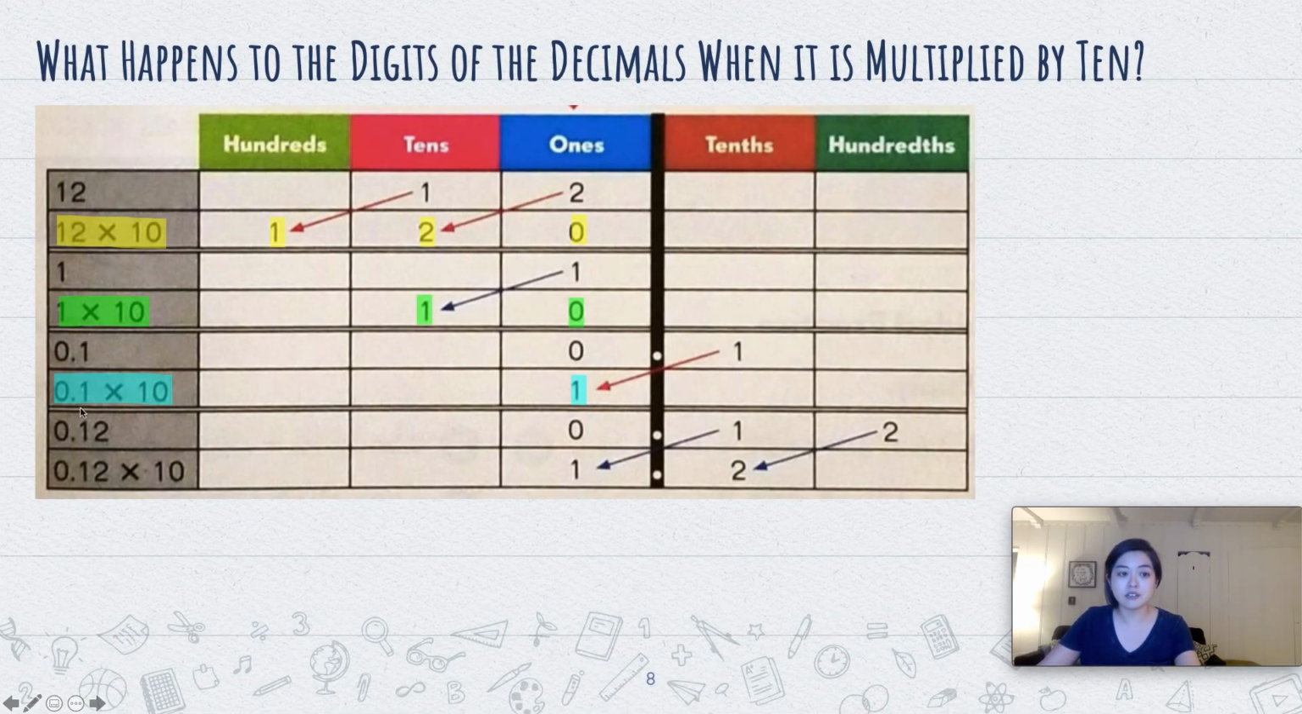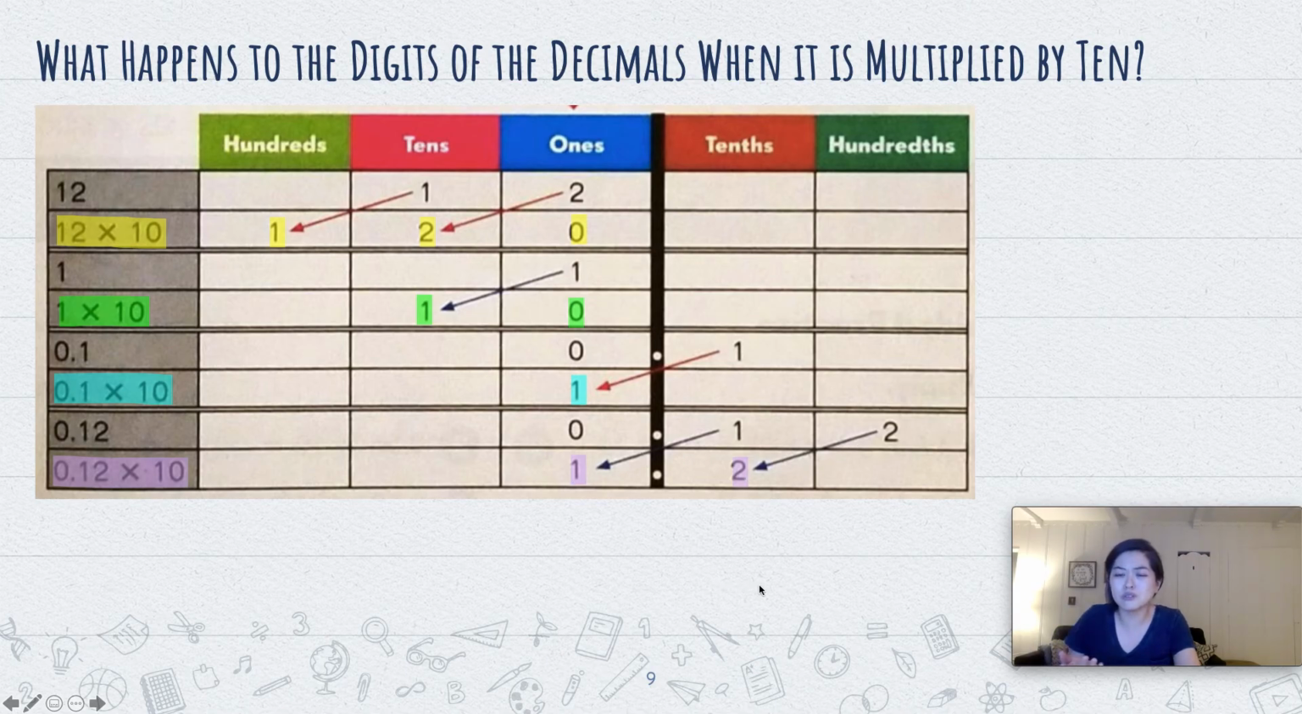Let's look here, 0.1 times 10. Originally 0.1 is written here, but when I multiply it by 10, the 1 just moves here. How about here? 0.12 is written here like this, 1 in the tenths, 2 in the hundredths. And 0.12 times 10 is moved here and here.